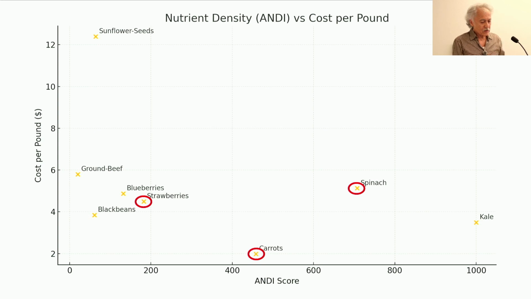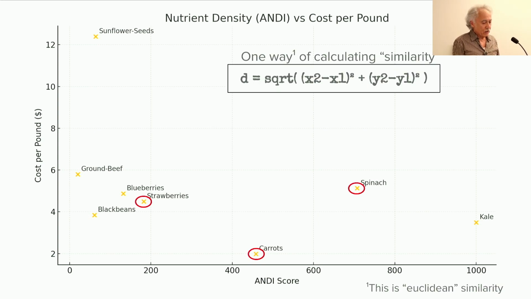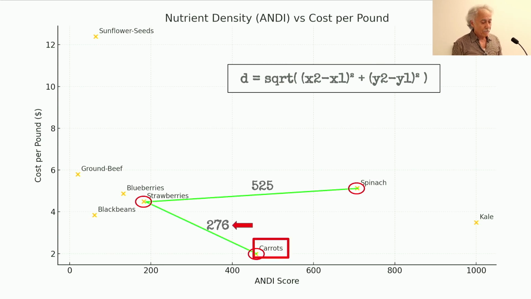So what does similarity mean? Well, one way of calculating similarity is distance, how far away something is. If something is closer, it's more similar, right? So here I have strawberries, carrots, and spinach, and I have the coordinates. I did the calculation. It's just the square root of the sum of (x2 minus x1) squared plus (y2 minus y1) squared. You learned this in high school, right? So it turns out that carrots are closer. Carrots are more similar to strawberries than spinach.